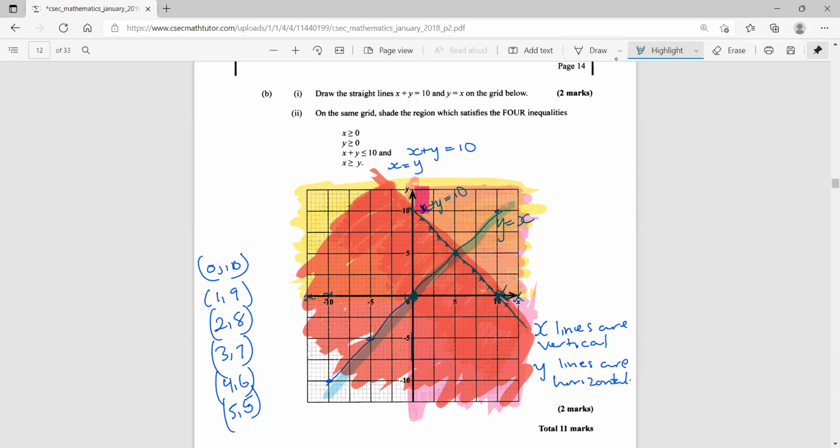Which side of the line? On top going up, or at the bottom going down? X is greater than y. On which side of the line is x greater? On the right side. Upward.